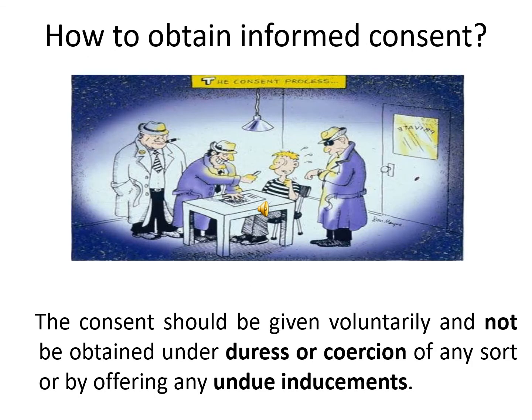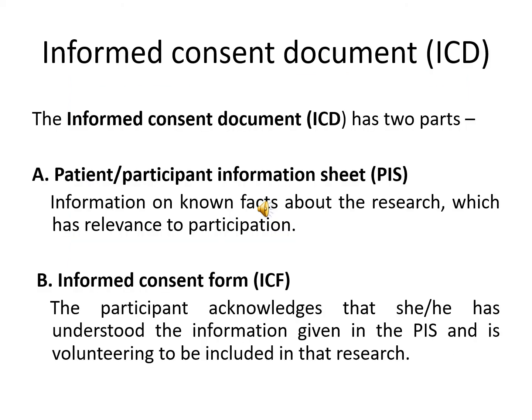Now, how to obtain a valid informed consent? The consent should be given voluntarily by the participant, and it should never be obtained under duress or coercion of any sort, or by offering any undue inducements. Now, the document which is used to provide the relevant research related information to the prospective participant and to take their signatures in the form of a written informed consent is known as the informed consent document, and it has 2 parts. One is the patient or participant information sheet, and the other is the informed consent form.